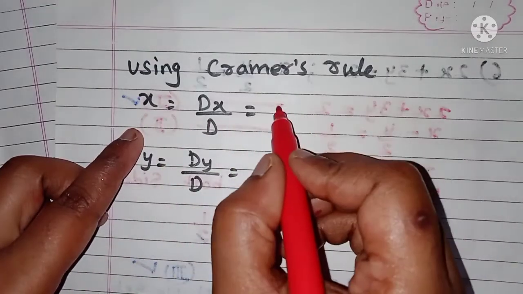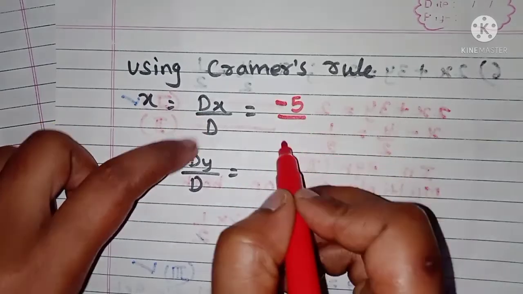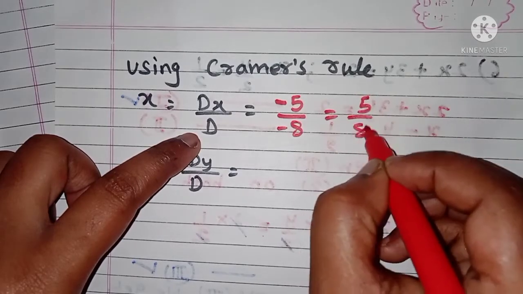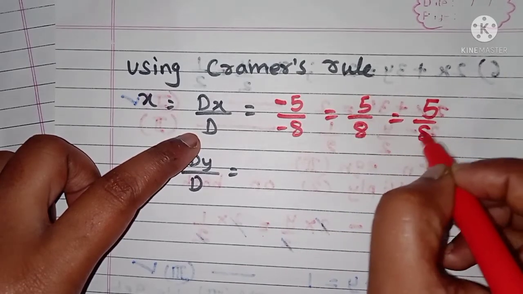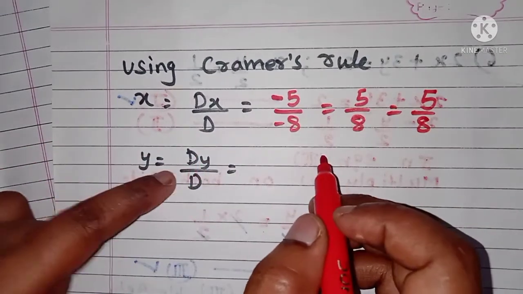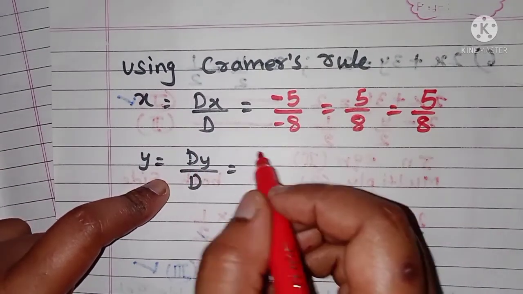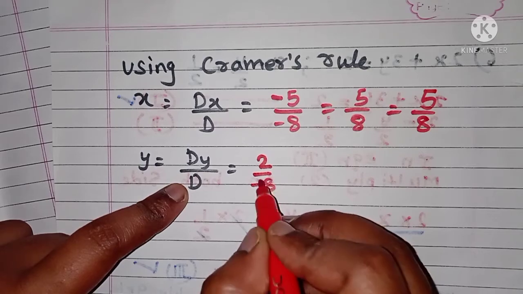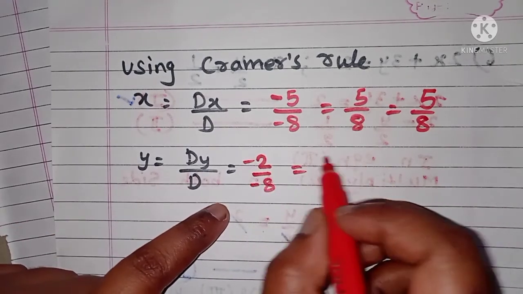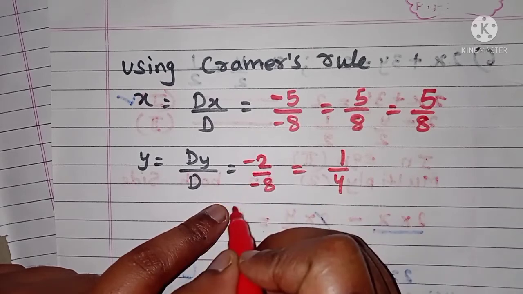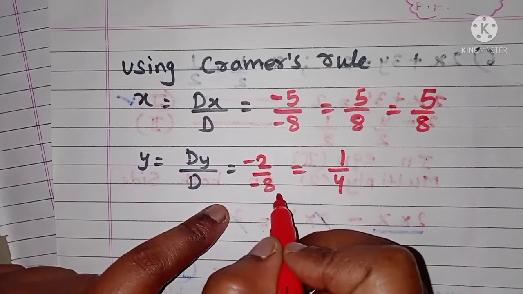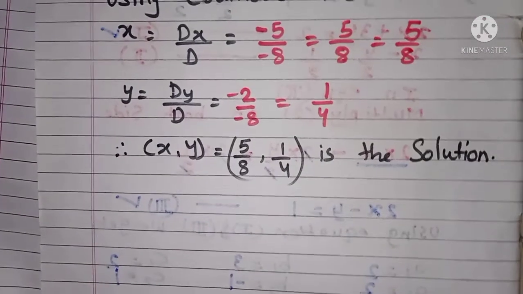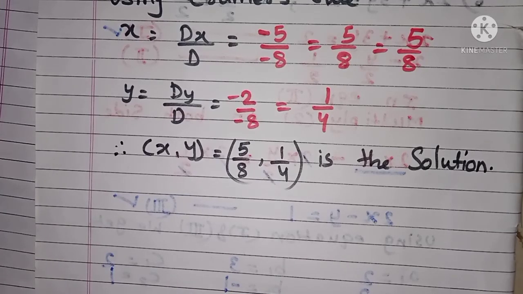Using Cramer's rule, I have written what was our dx, that is minus 5, and what was our d, that is minus 8. Minus minus will cancel each other, and you will get answer 5 upon 8 only. See, sometimes it happens, it will not cancel with each other. Okay, dy we got minus 2 and d we got minus 8. So minus will cancel each other, and 2 ones are 2, 2 fours are 8. So here you got 1 upon 4. I have written. Okay, thank you.